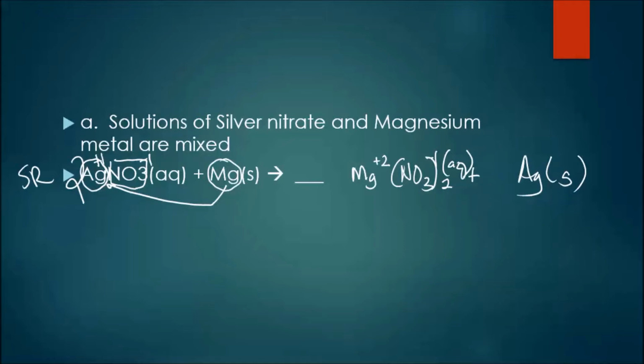Wow. Is this balanced now? Is it? How many silvers? How many nitrates? How many magnesiums? All right, the hardest part here is forgetting what's on the left, making sure you write correct chemical formulas on the right.